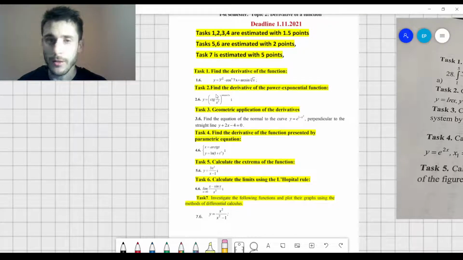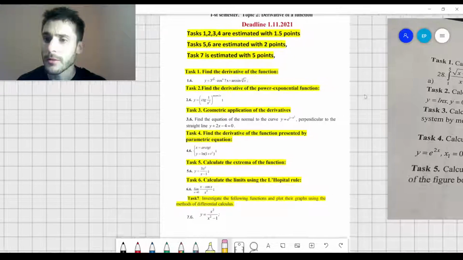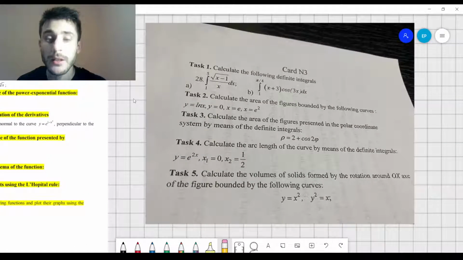Here I will just solve step by step some exercises that you can see, for example the derivative of this function, the derivative of this function here. We will also use the concept of derivative to find the normal to a curve. Then we will calculate some limits, and we will plot some functions, as you can see. And also we will use some theorems in integral calculus.